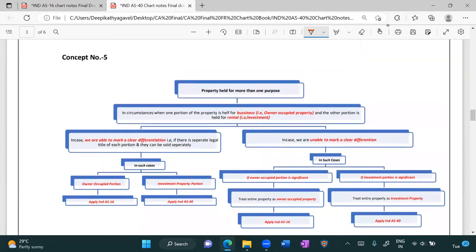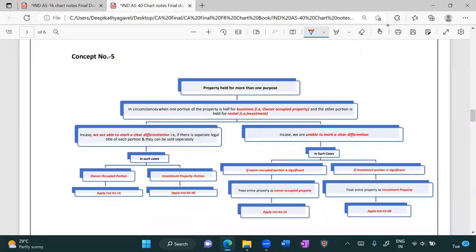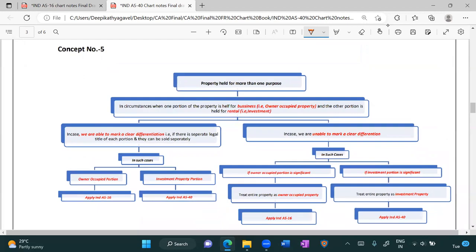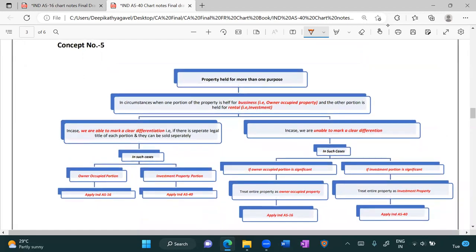Now, moving on to concept number 5, which is property held for more than one purpose. If you ask me, this is one important concept in this particular standard, IND-AS 40. First, let's understand what we mean by property held for more than one purpose.